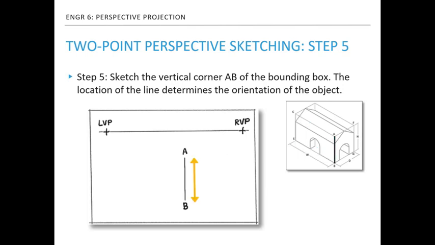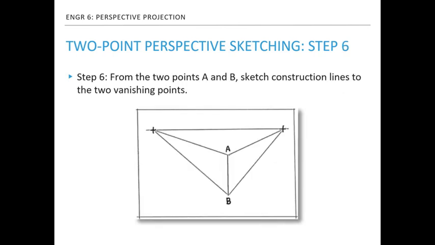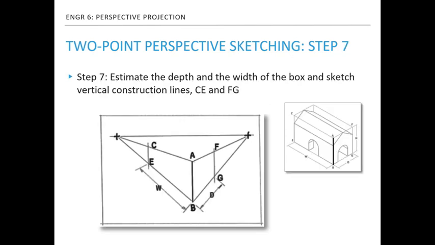The length of the line AB will determine the size of the house. Sketch the line AB with an appropriate length so that the object will fit the paper. From the points A and B, sketch construction lines to the two vanishing points as shown. Clip the size of the construction lines with approximate width and depth. Since this is freehand sketching, use approximate estimated values. Remember, we are sketching the bounding box first before sketching the house.